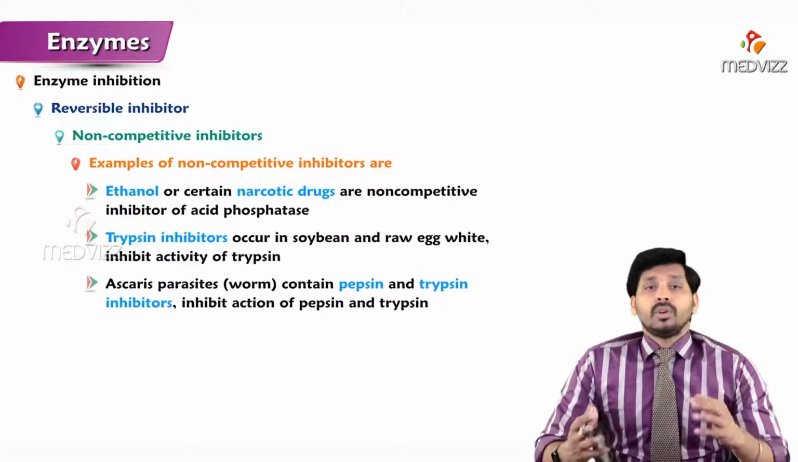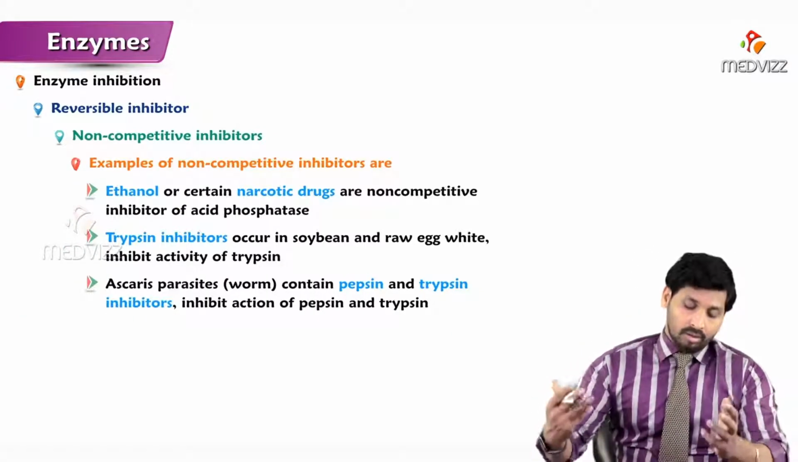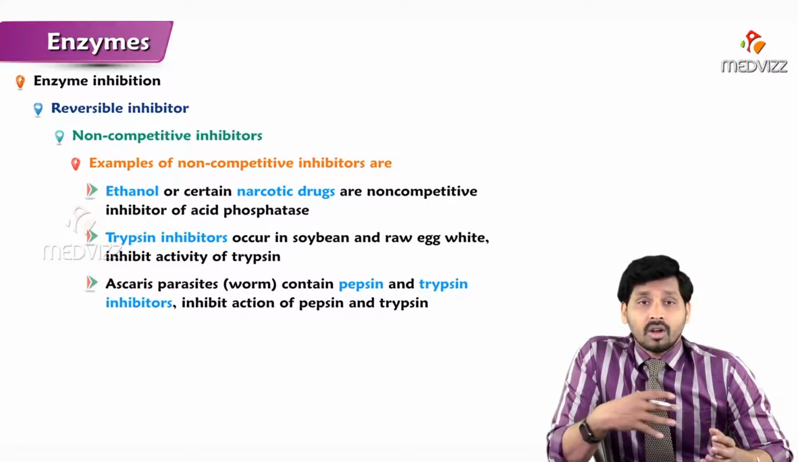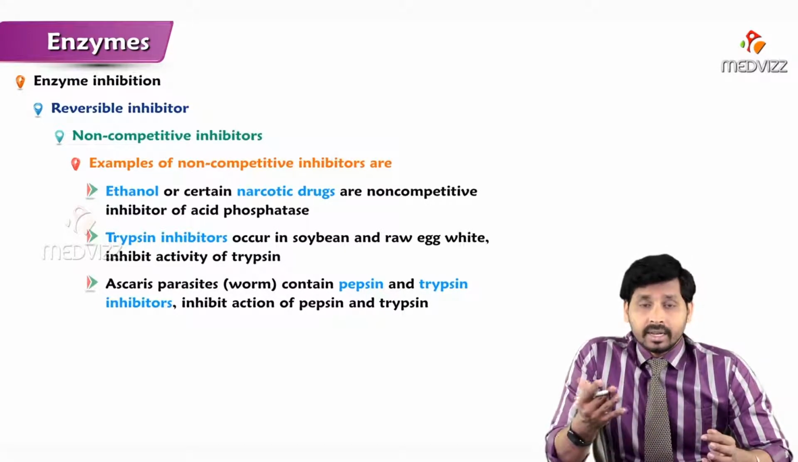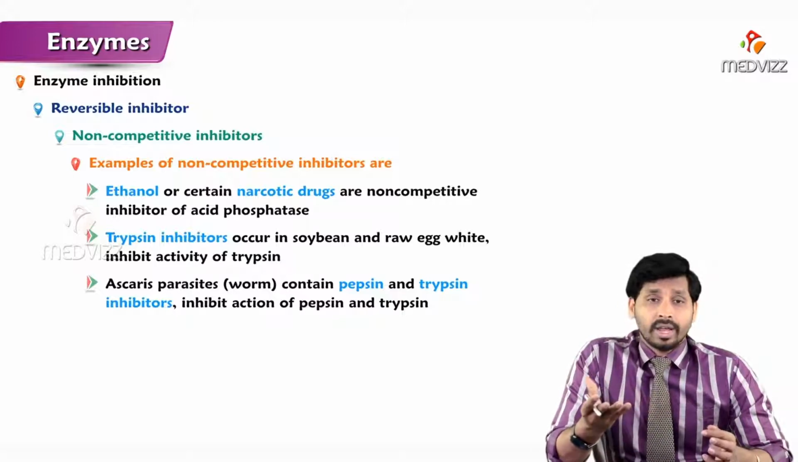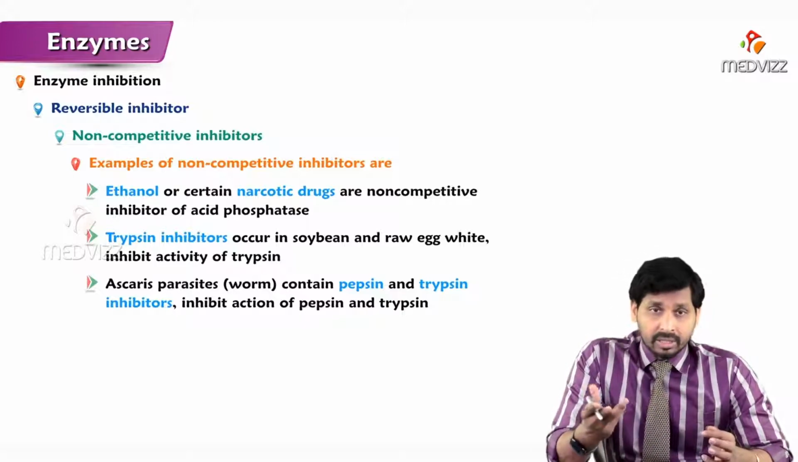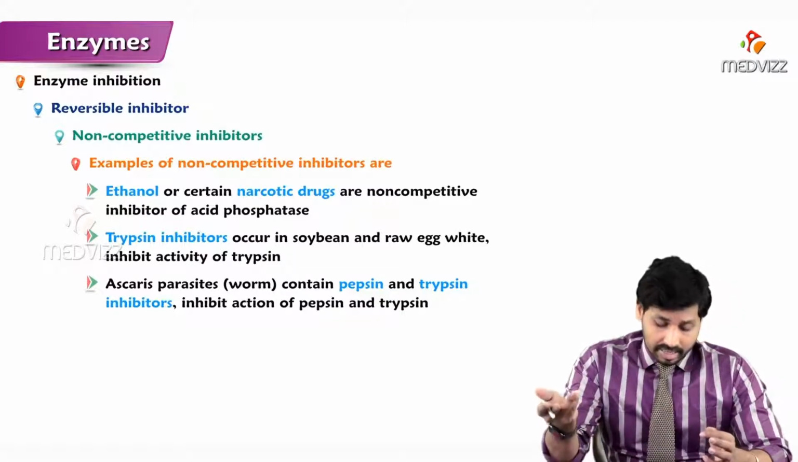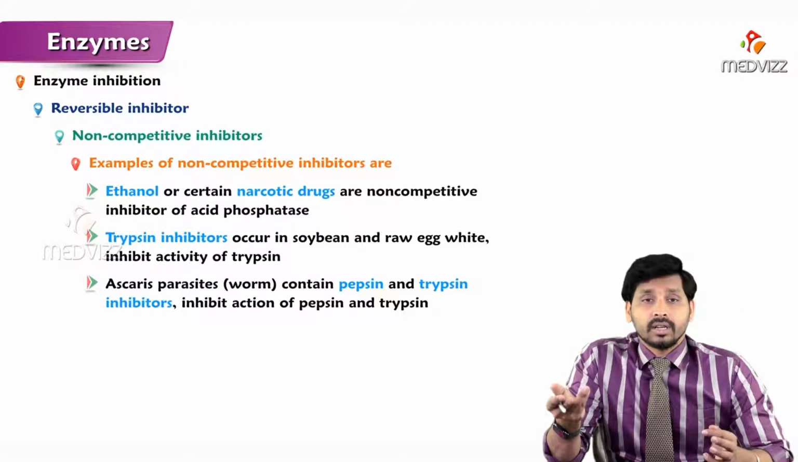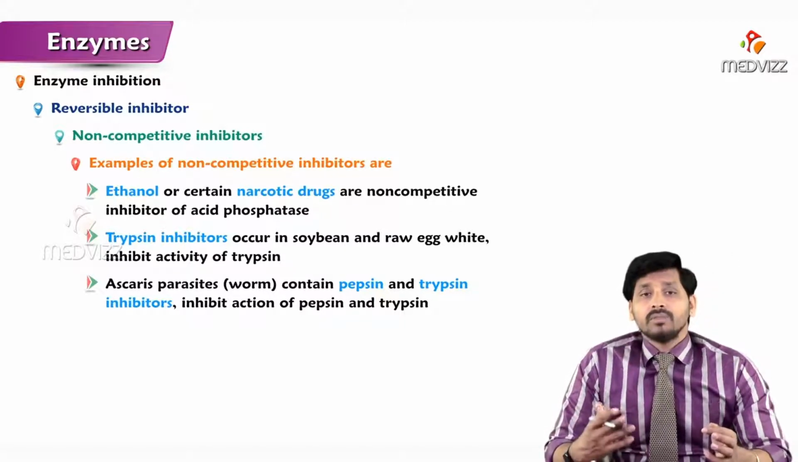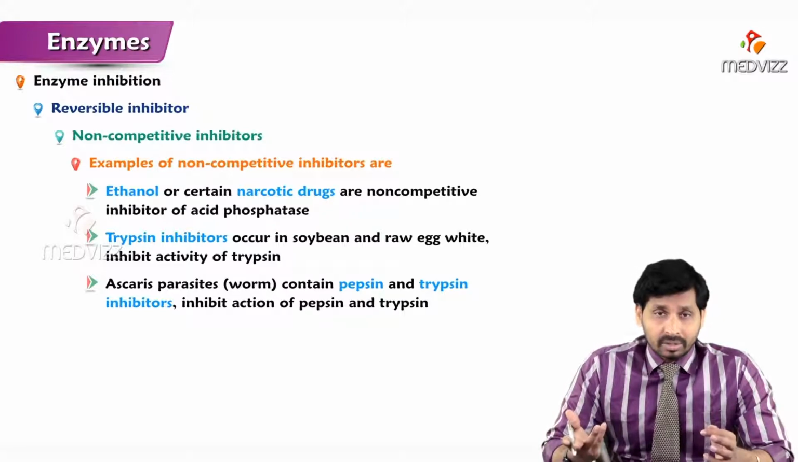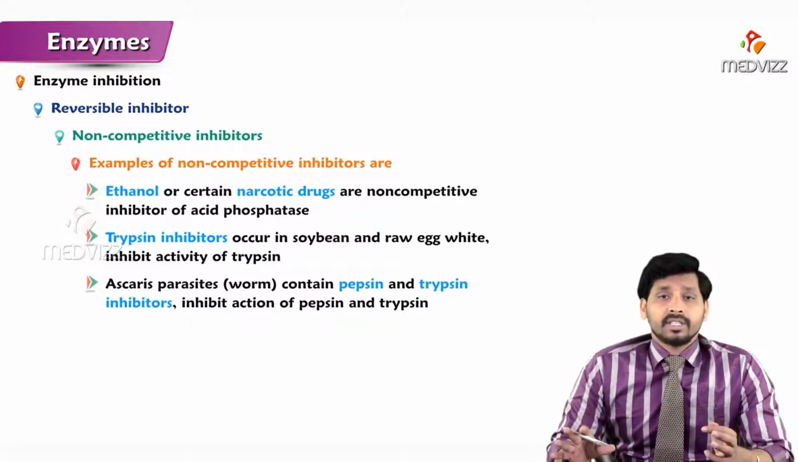Examples of non-competitive inhibitors are ethanol, and certain narcotic drugs, which are non-competitive inhibitors of acid phosphatase. Trypsin inhibitors occur in soybean, and raw egg white inhibits the activity of trypsin. Ascaris parasites contain pepsin and trypsin inhibitors that inhibit the action of pepsin and trypsin. They are digestive enzymes, and these worms inhibit the production of pepsin and trypsin.